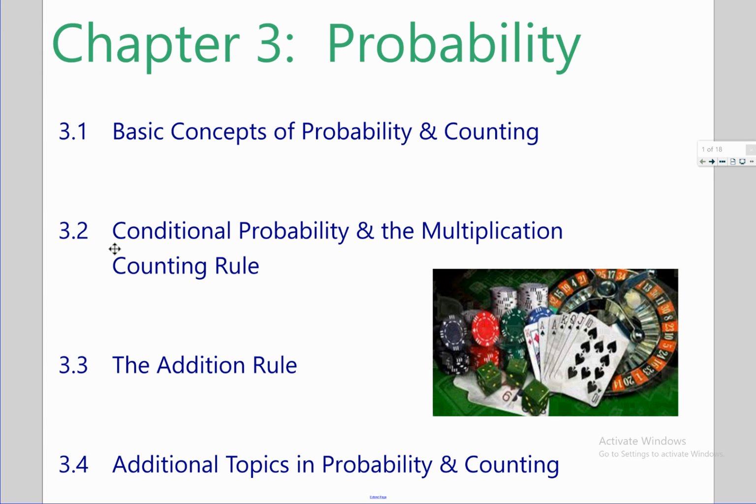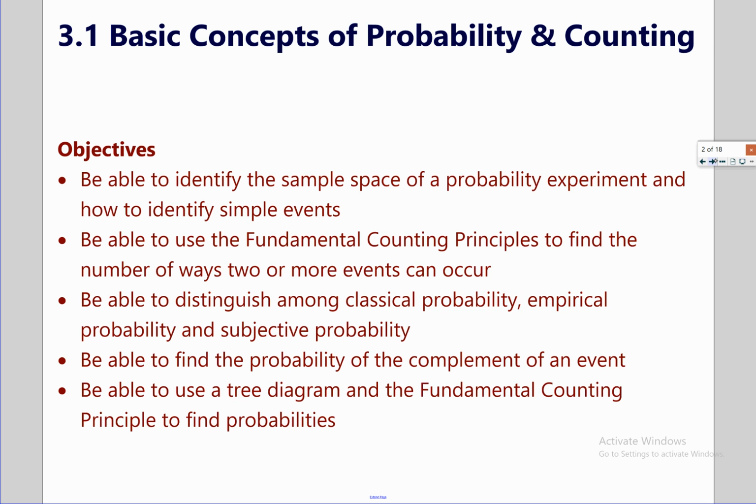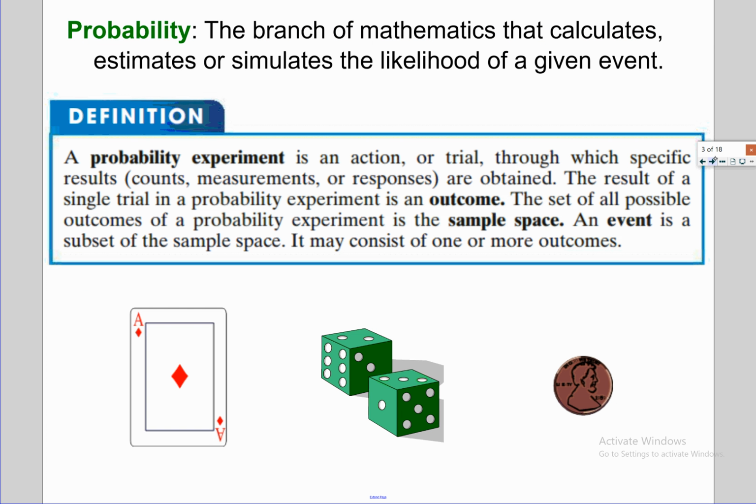All right, so 3-1 is going to be basic probability, counting principles, that sort of thing. So we're going to start just with the definition of what is probability. Probability is the branch of mathematics that calculates, estimates, or simulates the likelihood of a given event. So that's going to be the big idea around this. If we're calculating the probability, we're calculating how likely this event is to happen.